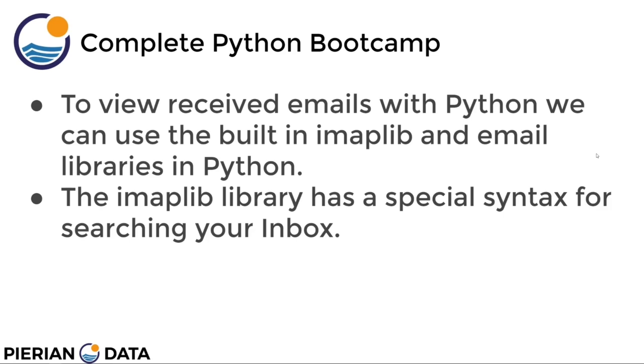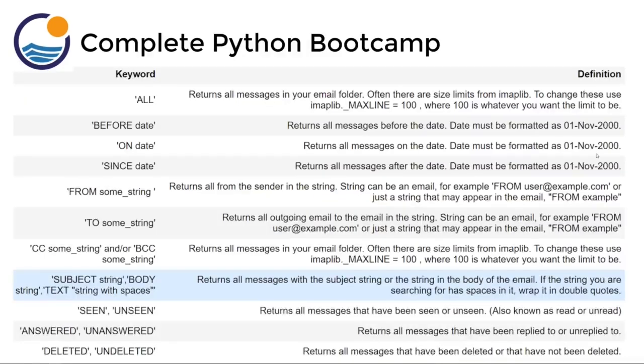And what the imaplib library allows you to do is use its special syntax for searching your inbox. And this is essentially the same kind of thing you can do by going to just a normal computer and searching your inbox. So what I mean by that is if you take a look at this table, and this table is inside the lecture notebook, you essentially have special syntax keywords and then a corresponding definition for them. So what this allows you to do is search for specific things from your email folder.